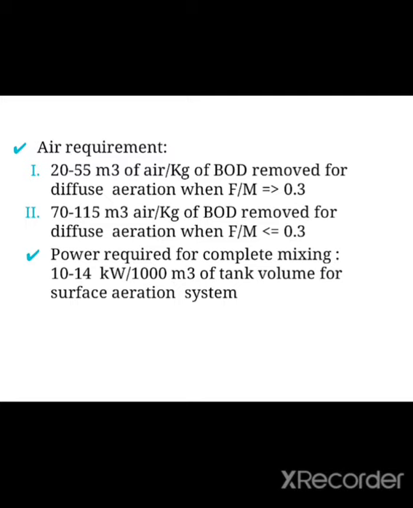Air requirement depends on the F/M ratio, which is the food to microorganism ratio. We feed the microorganisms before aeration. So air needs about 20 to 55 meter cube, or 72 to 115 meter cube. Power required is 10 to 14 kilowatts per 1000 meter cube of tank volume.